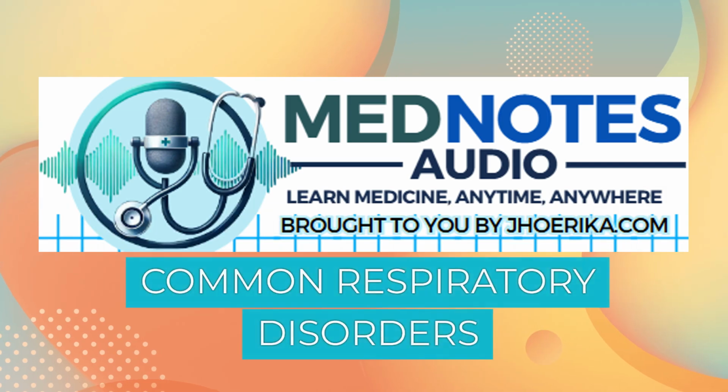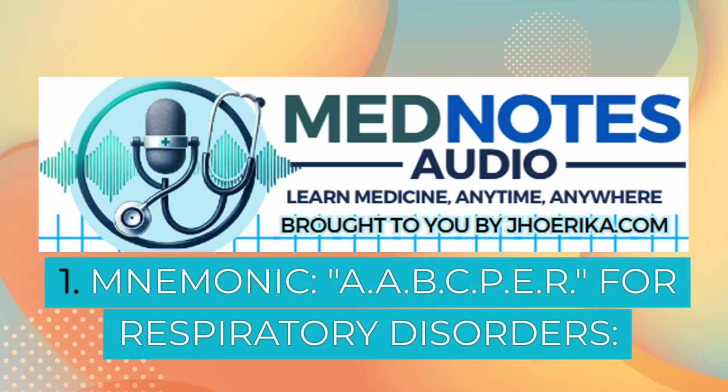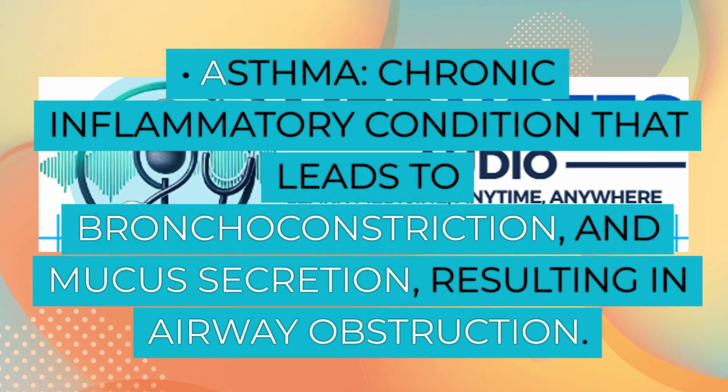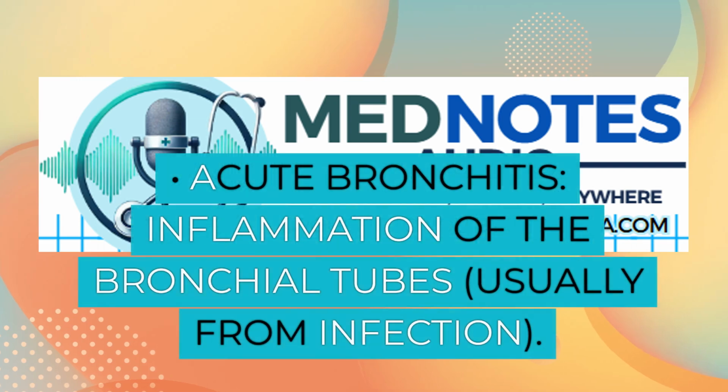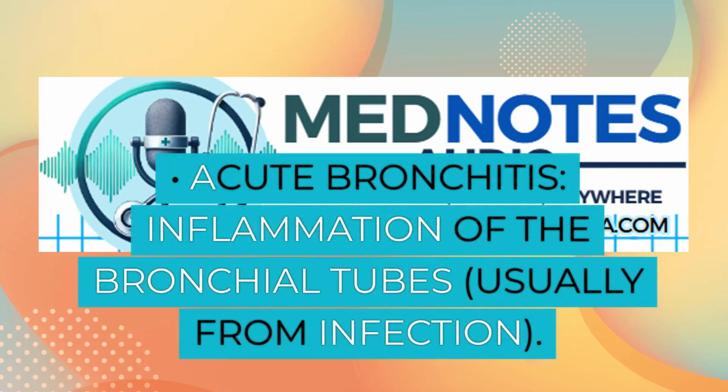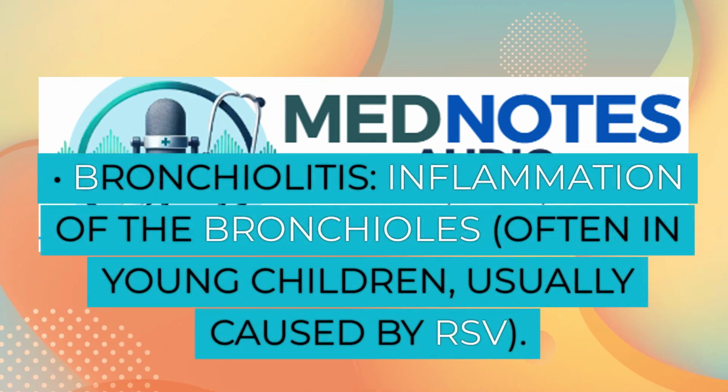IV. Common respiratory disorders. 1. Mnemonic. AABC PEER for respiratory disorders. Asthma. Chronic inflammatory condition that leads to bronchoconstriction and mucus secretion, resulting in airway obstruction. Acute bronchitis. Inflammation of the bronchial tubes, usually from infection. Bronchiolitis. Inflammation of the bronchioles, often in young children, usually caused by RSV.